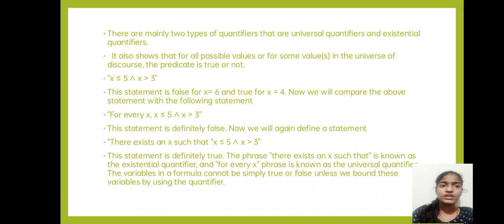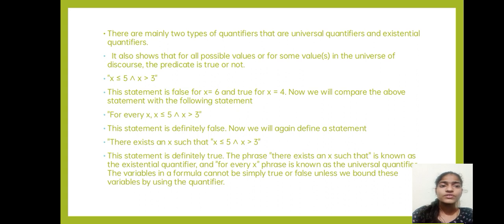Now if we compare the above statement with the following statement, for every x, x is less than or equal to 5 and x is greater than 3, we are saying that for every x it should be less than or equal to 5 and greater than 3. Here we are giving the condition that for every x we take numbers like 1, 2, 3, in such a way, right? For every x it should be less than or equal to 5. It may be any number, but it should be less than or equal to 5 and x is greater than 3. This statement is definitely false.